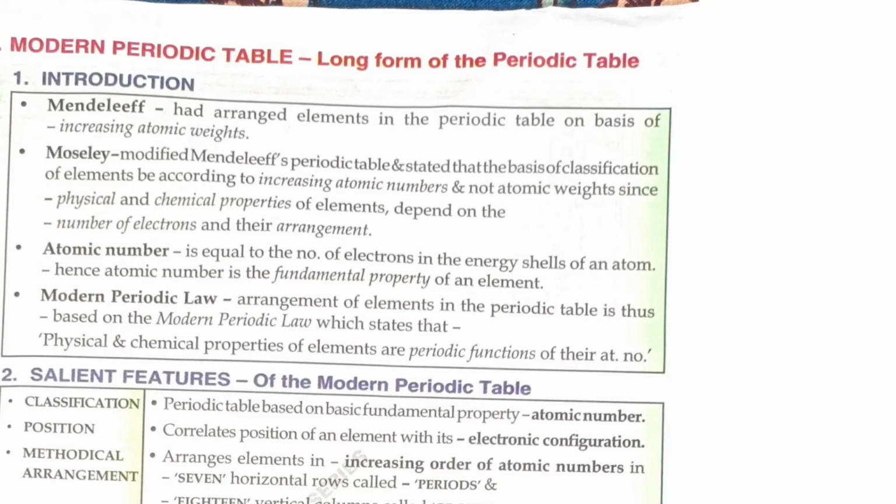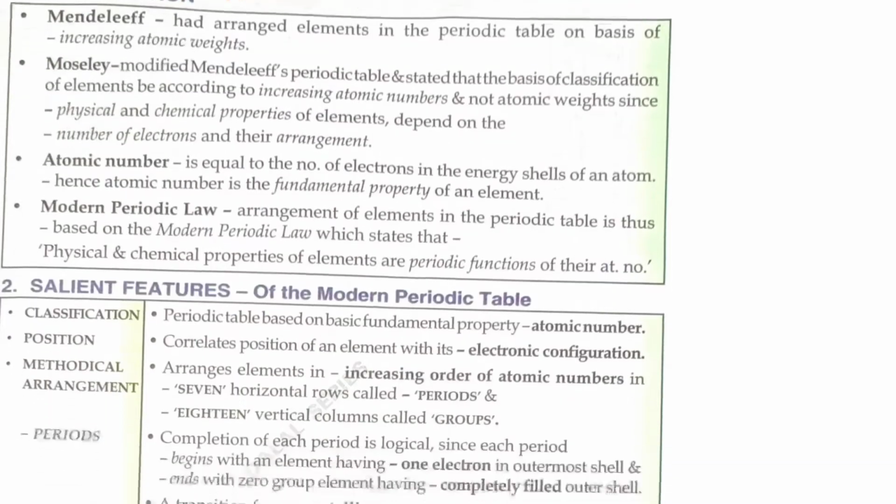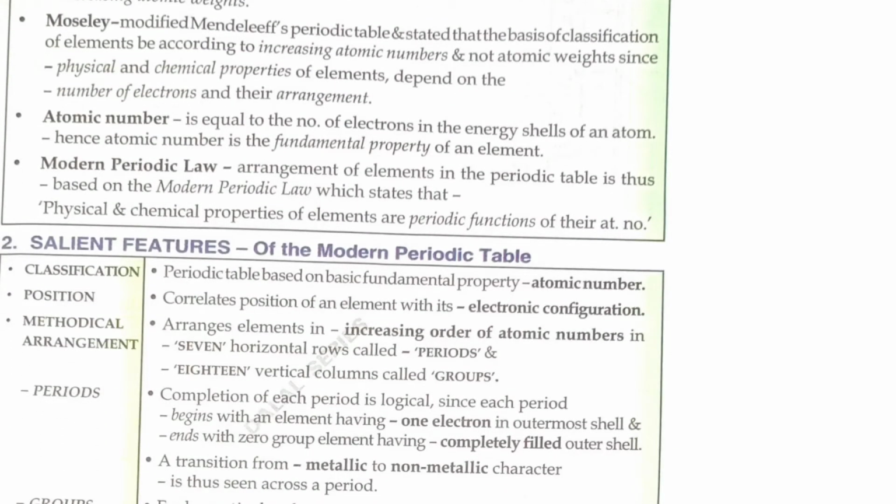So he studied the physical and chemical properties of each element, and he stated that elements should be arranged in increasing atomic number and not in atomic weight, according to the number of electrons and their arrangement. So that number of electrons is nothing but the atomic number. Atomic number is equal to the number of electrons or number of protons. Atomic number is equal to the number of electrons in the energy shells of an atom. Hence atomic number is a fundamental property of an element.